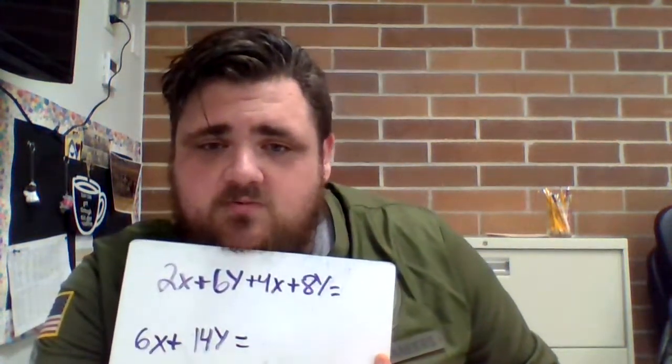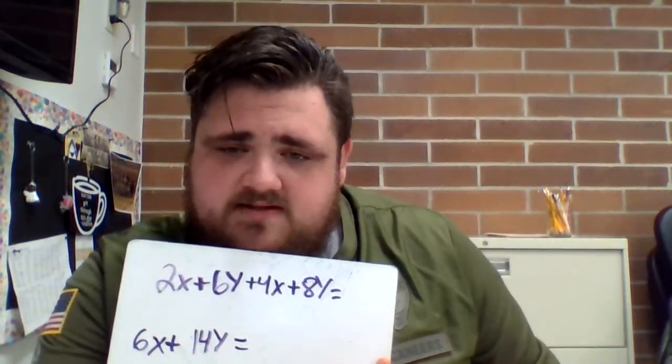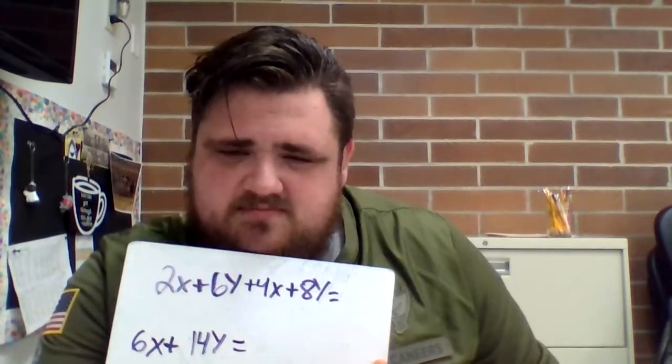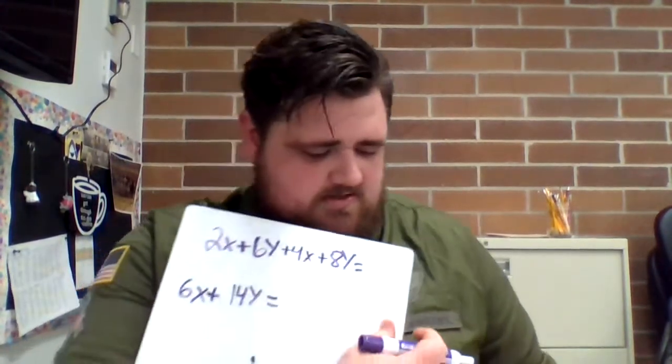So therefore, if you were to ask a question to combine like terms in an equation such as 2x plus 6y plus 4x plus 8y, your answer is going to be 6x plus 14y. You're just breaking down these terms and making them as small as possible so they're easier to solve when you are given an extra y.